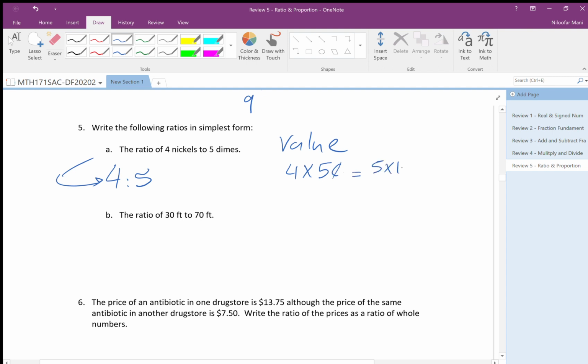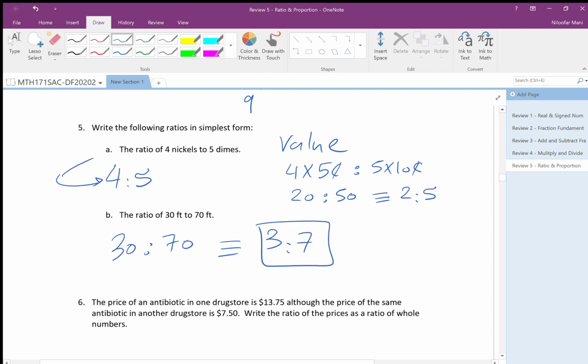5 times 10 cents, which is 20 over 50. That's like that. Okay. How about the ratio 30 feet to 70 feet? I don't even know in which concept, but it's okay. So I just do this to this, which is like this to this. This is the answer. So here, if I see, it says ratio.